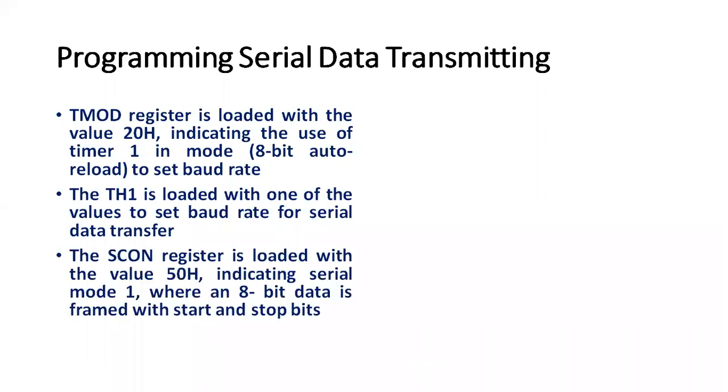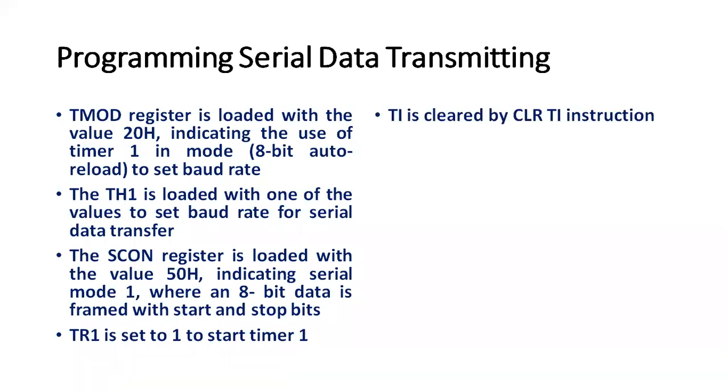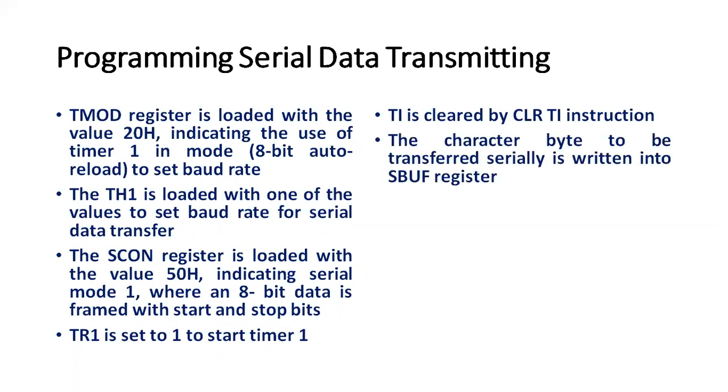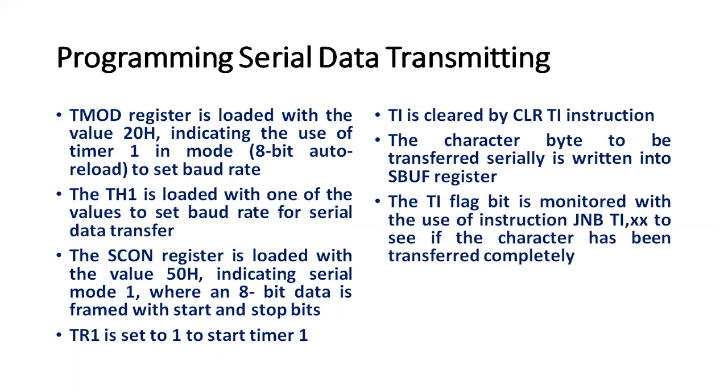The third step is that the SCON register will be loaded with 50H. Why this 50H? We just discussed it, right? Then start the timer. How to make the timer start? In assembly language, you know that you set bit TR1. Then the TI bit will be cleared, because if some data was previously transmitted, this bit will be high. So for that purpose we clear the transmission interrupt bit. Then the character byte: if I want to transmit a character byte, I should move it to the SBUF register.